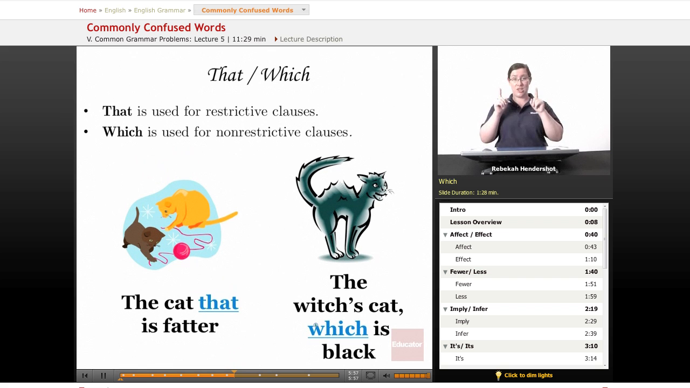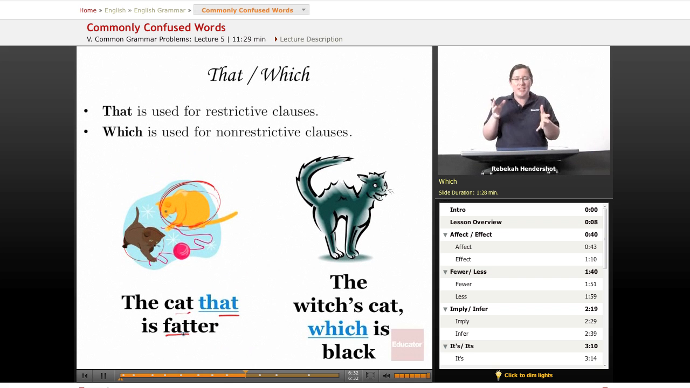The way to remember this, think of cats. We have here a picture of two cats. Cat number 1, cat number 2. Now, let's say I am talking about the cat that is fatter. Remember that at noise, the cat that is fatter. Now, for a cat to be fatter, you have to have at least two cats. One cat that's less fat and one cat that's fatter. So, for a cat to be fatter, it has to be a restrictive clause. You have to be narrowing it down from 2 or more cats to one cat, the cat that is fatter or fattest.